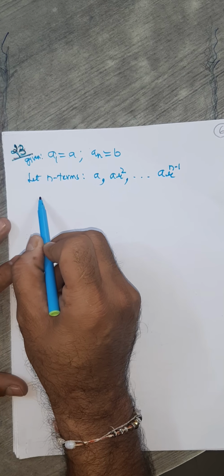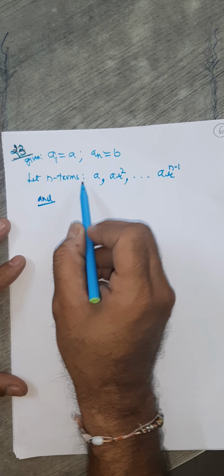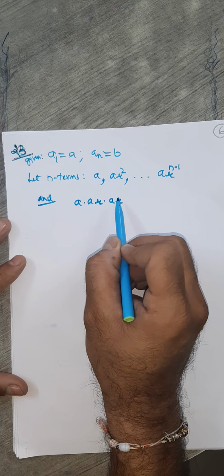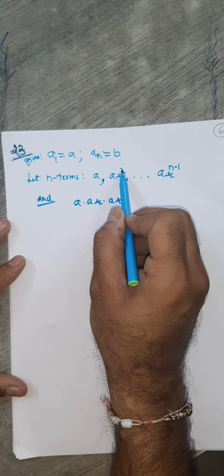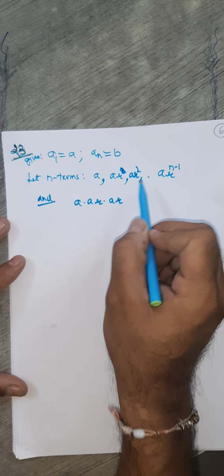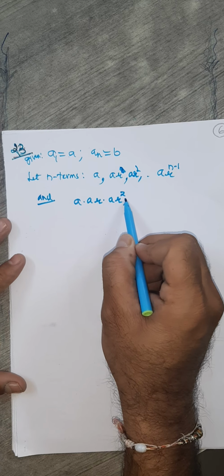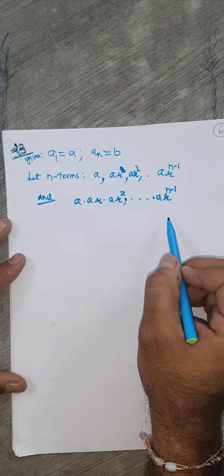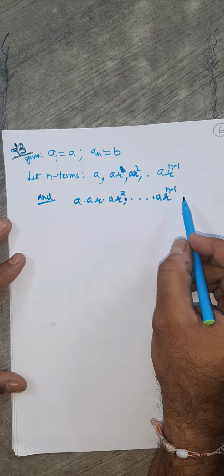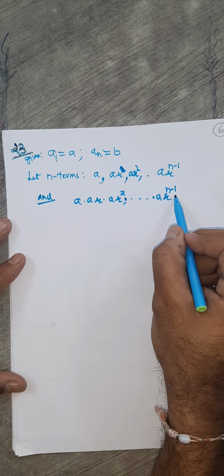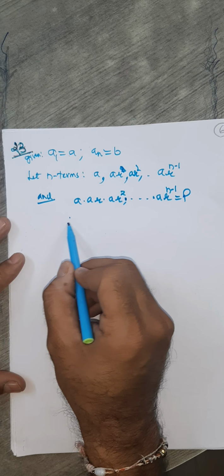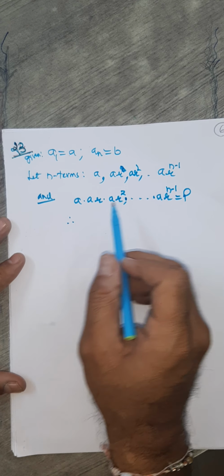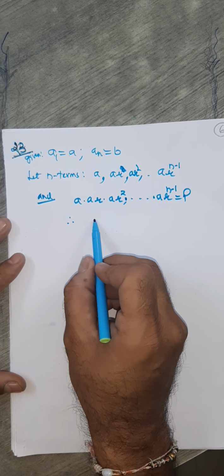So we are given their product: a into ar into ar squared and so on, up to ar raised to n minus 1, that is equal to how much? You are given big P, that is equal to P. So let me simplify. A will occur how many times? N times. A into a, that is a raised to n.